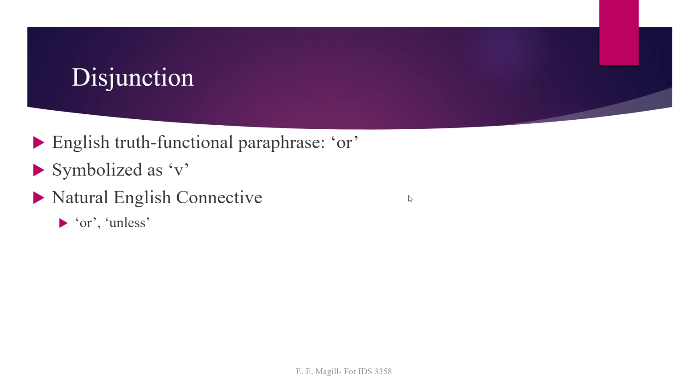When you get unless on a homework problem or on an exam, students will do all kinds of weird things to try to symbolize it. You just need to make sure to commit it to memory to treat unless as an or. And just like with conjunction, it's important when you do a truth functional paraphrase, you have full sentences on each side of the or. And those component parts of a disjunction are called the disjuncts.